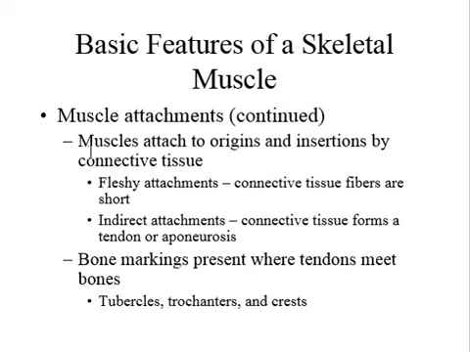And following that is muscle attachment to origin and insertion by connective tissue, the fleshy attachment as well as the indirect attachment. There are two types of attachment which we present. In fleshy attachment, the connective tissue fibers are short. In indirect attachment, connective tissue forms a tendon or aponeurosis.